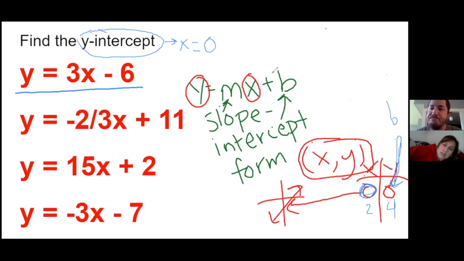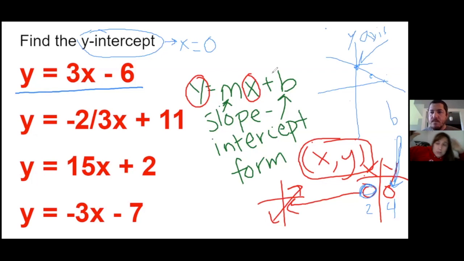And then we can also get that in the graph, from whatever point crosses the y-axis. La punto de cruzar el y-axis es el y-intercept. Porque x es 0, porque no mueve ninguna manera horizontal. Solo mueve arriba o abajo. Okay? But where does slope come from?